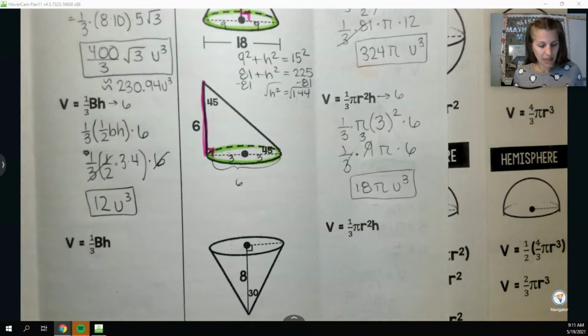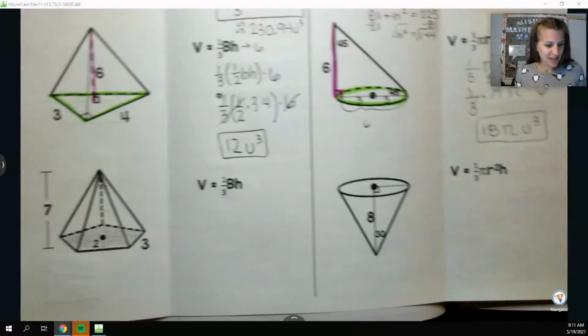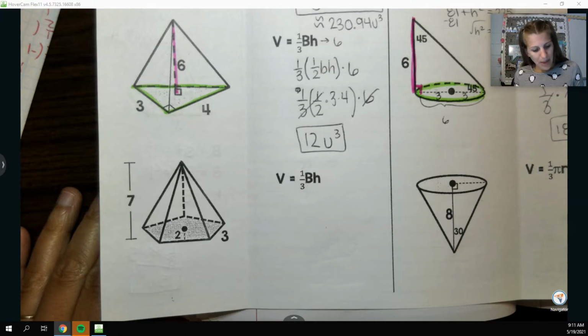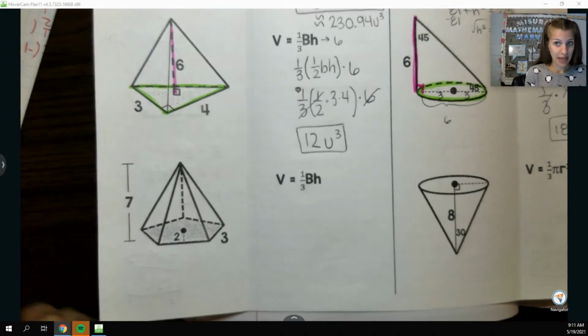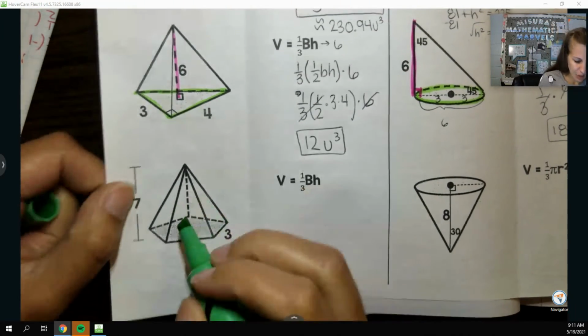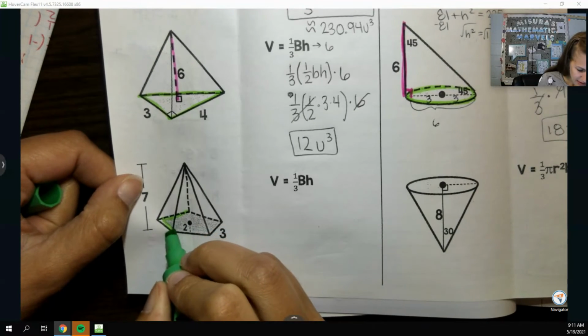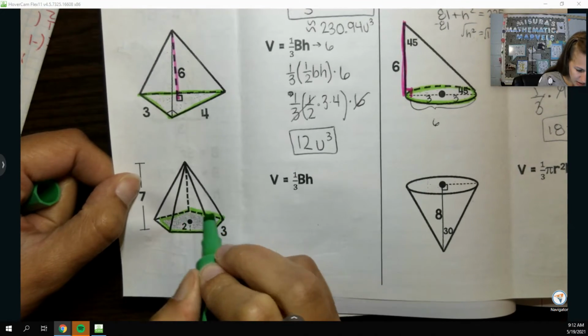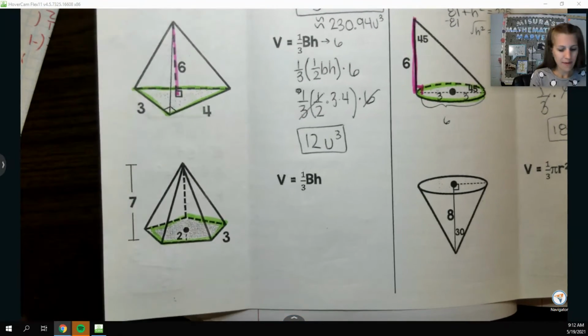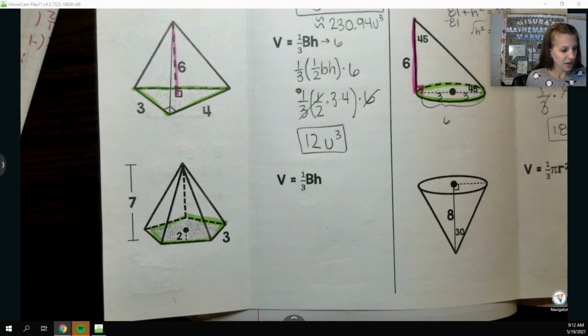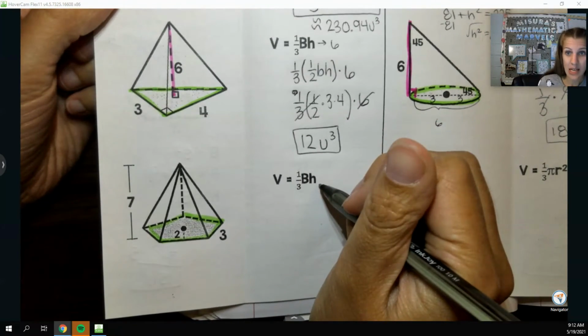All right, working our way down. We have this pentagonal pyramid, and it is a pentagonal pyramid because the base is a pentagon. So when I want to find the volume of that, I'm going to do 1/3 the area of the base times the height.